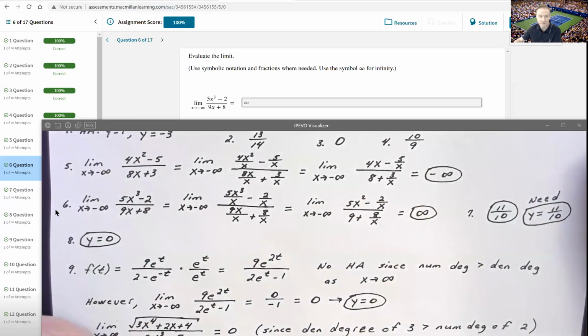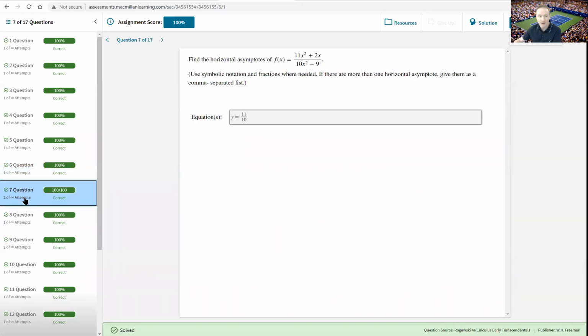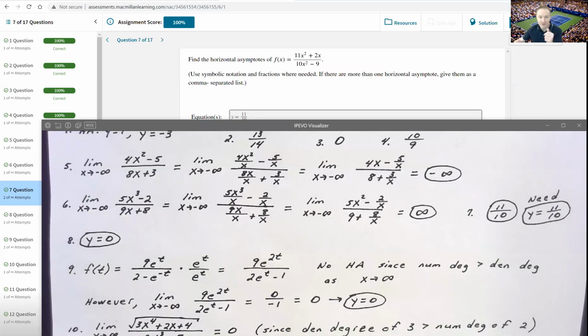For number 7, it goes back, and actually you'll see it took me 2 attempts to get this one. The reason is I was thinking it was like the earlier problems where it was just asking me the limiting value. You'll see I put 11 over 10 for my answer. This one is specifically wanting the horizontal asymptotes.